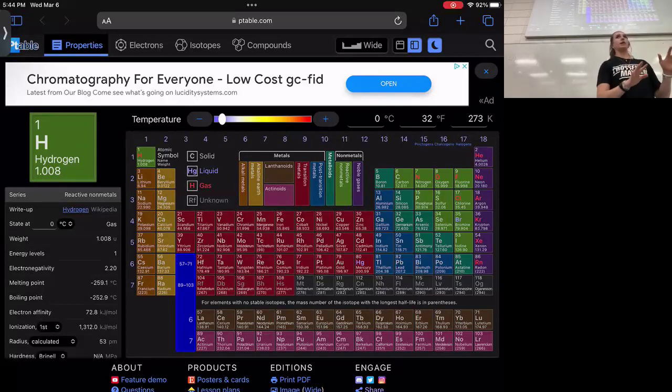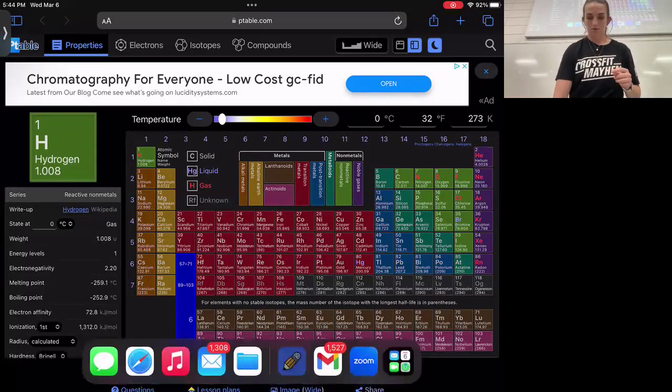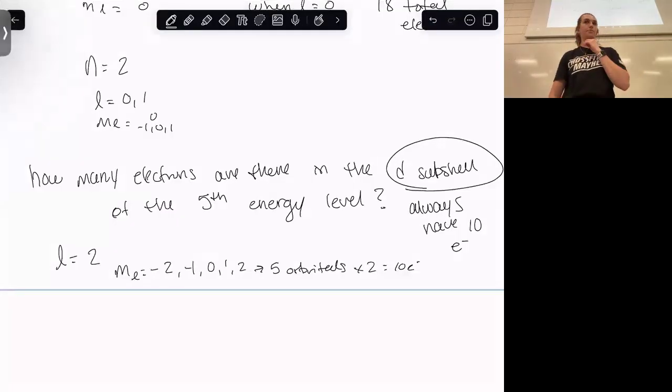Does that help find electrons throughout? Does that help you? Okay. Great question. Any other questions about quantum numbers, finding electrons? Does using the periodic table visually help a bit too? Alrighty, what other questions do we have?